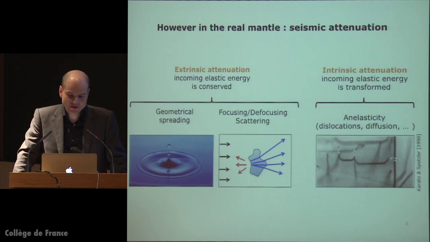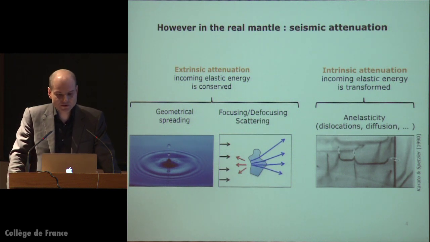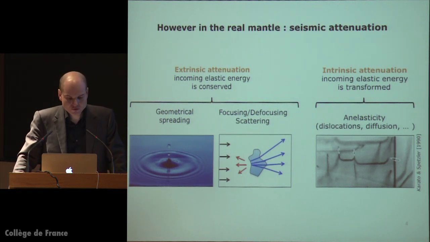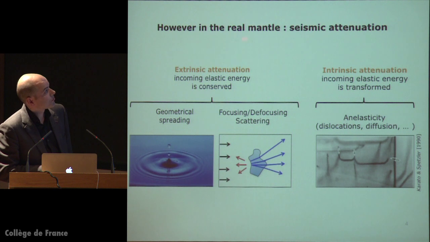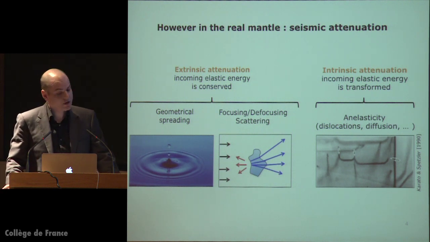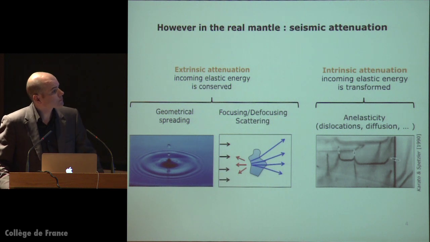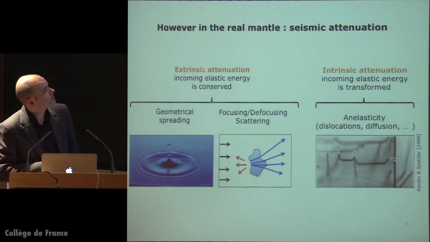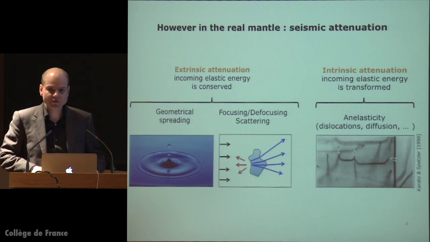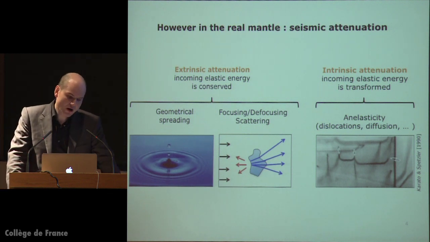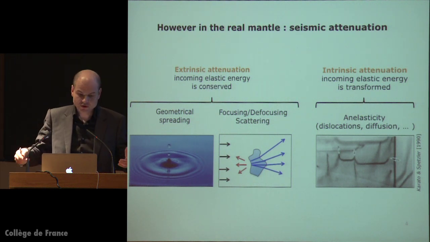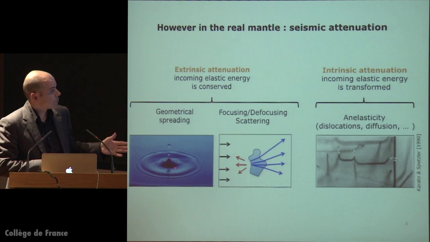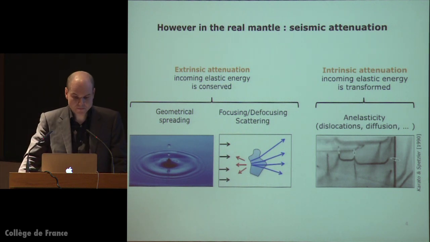But we know that in the real mantle, there is a seismic attenuation. Just to make sure that we all talk about the same thing, I want to recall that there is what we call extrinsic attenuation and an intrinsic attenuation. So the extrinsic attenuation is, for example, like a geometrical spreading. Of course, I know that the seismic wave is not like the wave on the surface of the water, but it just shows you that the amplitude of the signal is decreasing because we have a conservation of energy, and the geometrical spreading makes the amplitude go down.